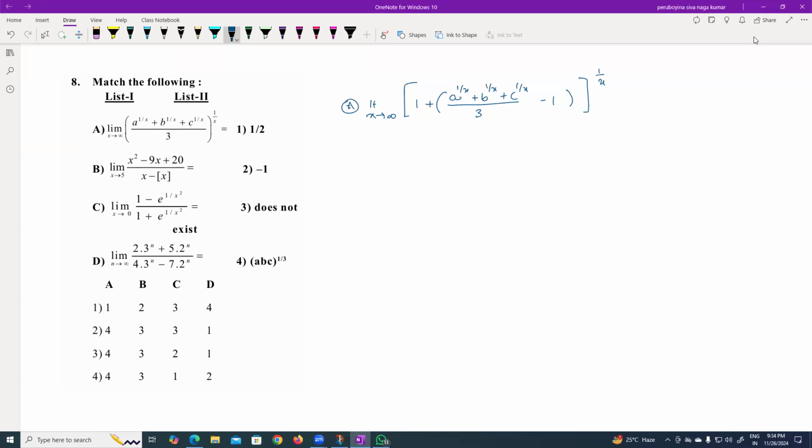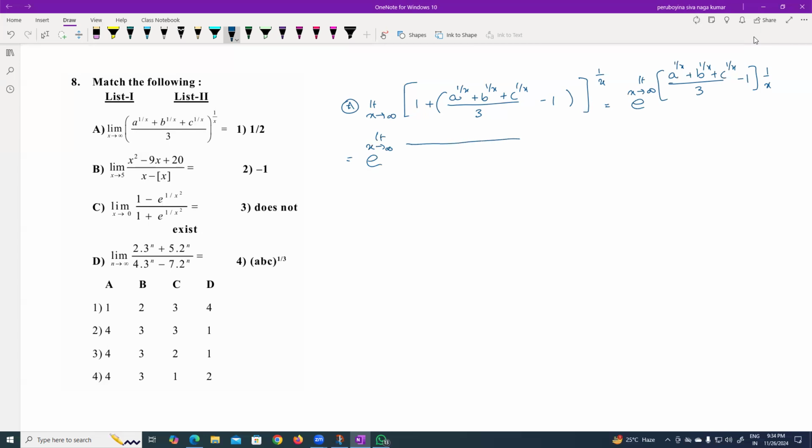Then remember the 1 plus f of x power g of x model. This bracket value represents f of x and the whole power 1 by x represents g of x. So therefore, you can write e power the same limit x tends to infinite, f of x into g of x, meaning a power 1 by x plus b power 1 by x plus c power 1 by x divided by 3 minus 1, and it is multiplied with x. Now perform a simple LCM.